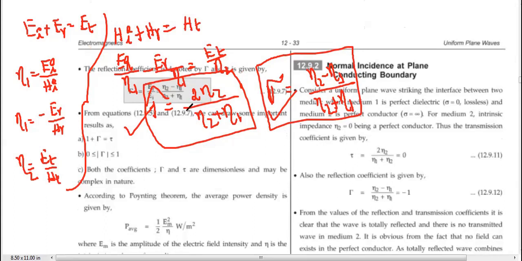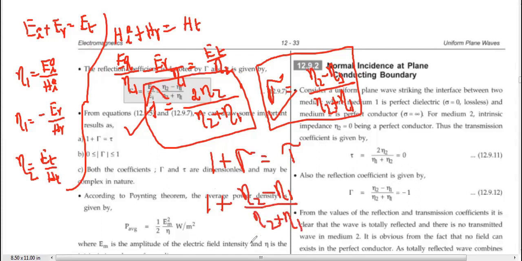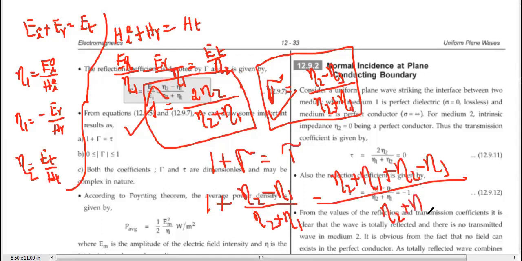Now, what is the relation here? From the reflection coefficient and the transmission coefficient, we can say that 1 plus the reflection coefficient is equal to the transmission coefficient tau. So let us see that. 1 plus the reflection coefficient, eta 2 minus eta 1 by eta 2 plus eta 1, take the LCM: eta 2 plus eta 1 plus eta 2 minus eta 1 by eta 2 plus eta 1. So eta 1 and eta 1 get cancelled, and the eta 2 becomes 2 eta 2, whole divided by eta 2 plus eta 1. So it is nothing but the transmission coefficient.